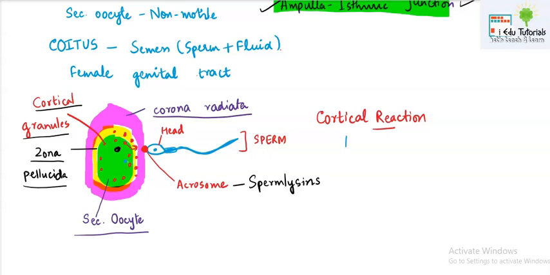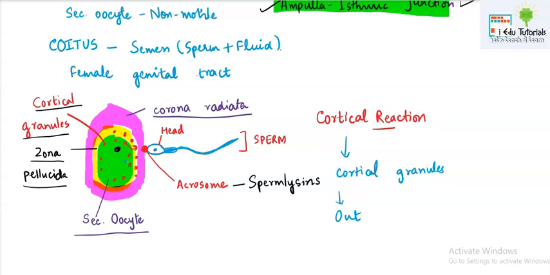So the cortical reaction is a very important reaction in which cortical granules come out and surround the secondary oocyte. Whenever this reaction happens, it prevents further sperms from coming in contact with the same secondary oocyte, so that no more sperm can donate its nucleus to the secondary oocyte, which has already been given one nucleus from a sperm. So as soon as the nucleus of the sperm comes in, the cortical reaction happens.